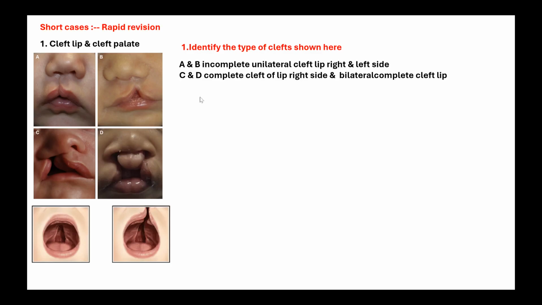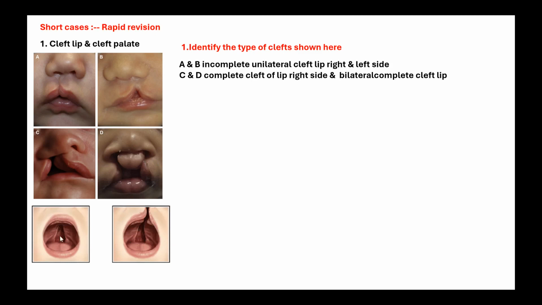And so C and D, this is a unilateral cleft lip on the right side. This is a bilateral cleft lip. Both the sides are cleft. So the C and D is complete cleft on the right, bilateral complete on the left is the D. What about these bottom ones?